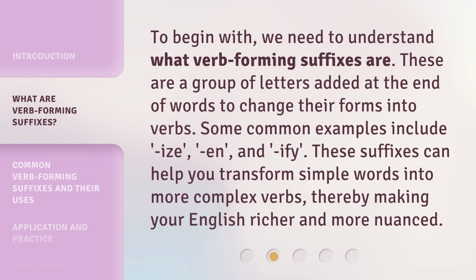To begin with, we need to understand what verb-forming suffixes are. These are a group of letters added at the end of words to change their forms into verbs. Some common examples include -ize, -en, and -ify. These suffixes can help you transform simple words into more complex verbs, thereby making your English richer and more nuanced.